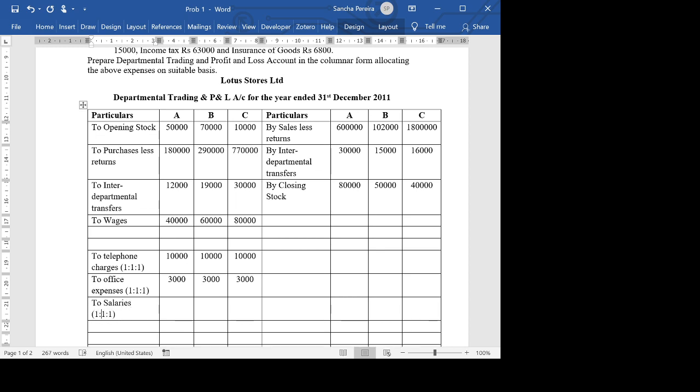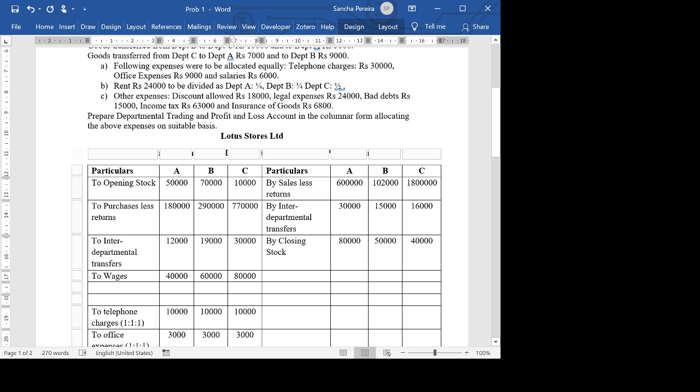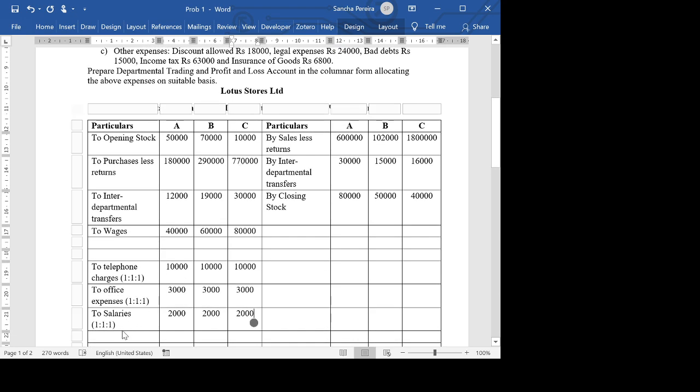6,000 will be, each one will get how much? 2,000, 2,000. Okay. Now we come to other expenses. Rent, rupees 24,000, to be divided in the ratio of 1 by 4, 1 by 4, 1 by 2. So let's just write that down: rent.